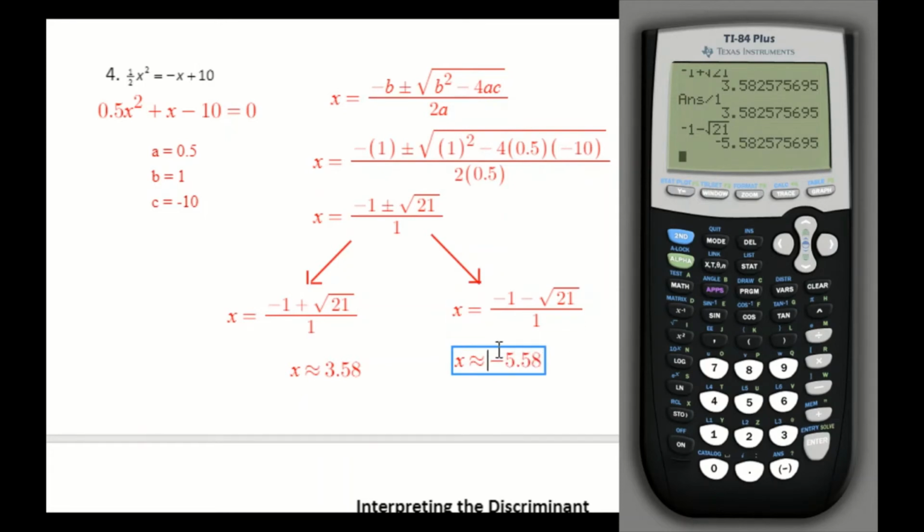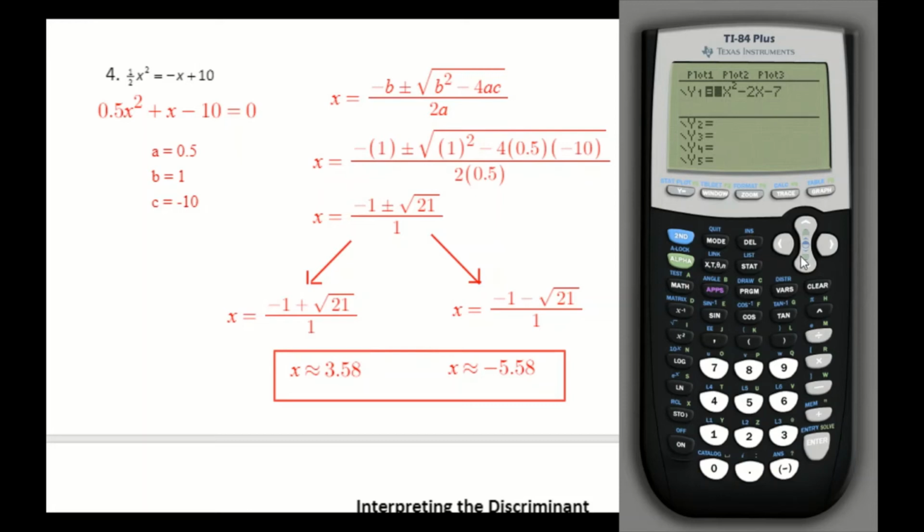If we're going to take a look at the graph, and I absolutely recommend that you do this pretty much every time, just so you can see, hey, did I get the right answer or not, go ahead and put it in your calculator. 1/2, again, 0.5 is just a little easier to type, so I'm just going to go with 0.5. 0.5 x squared plus x minus 10.